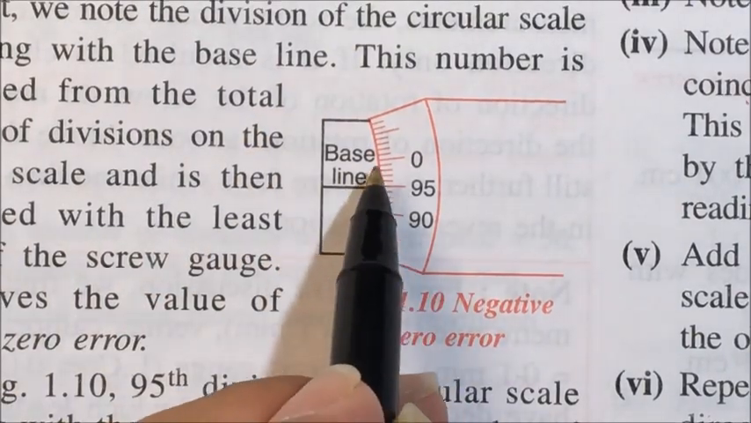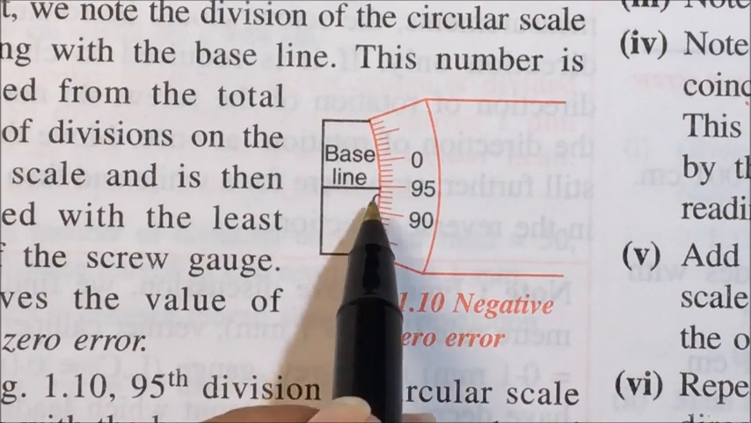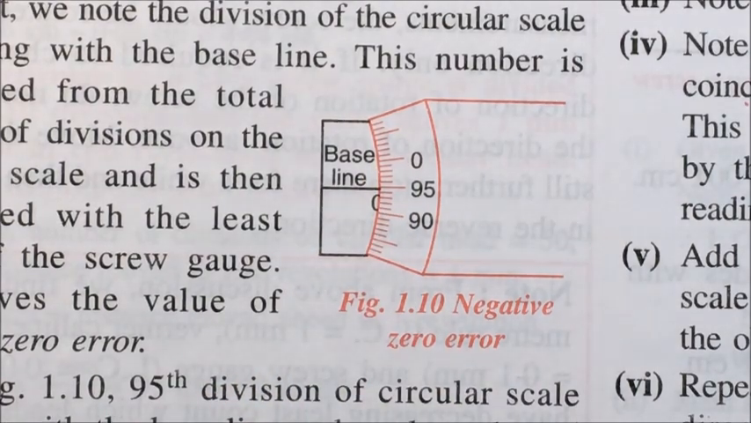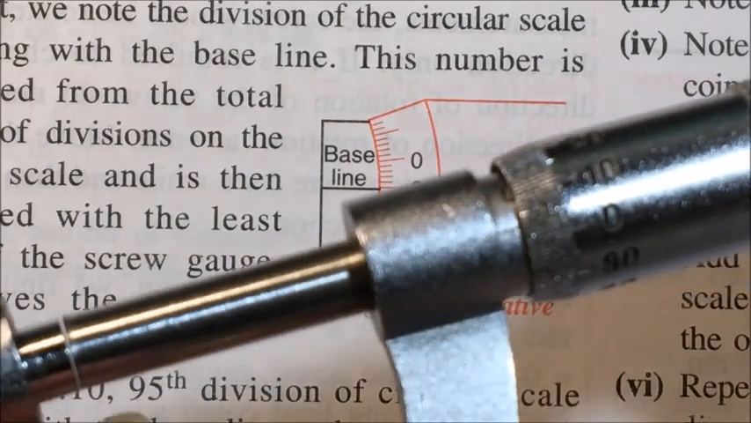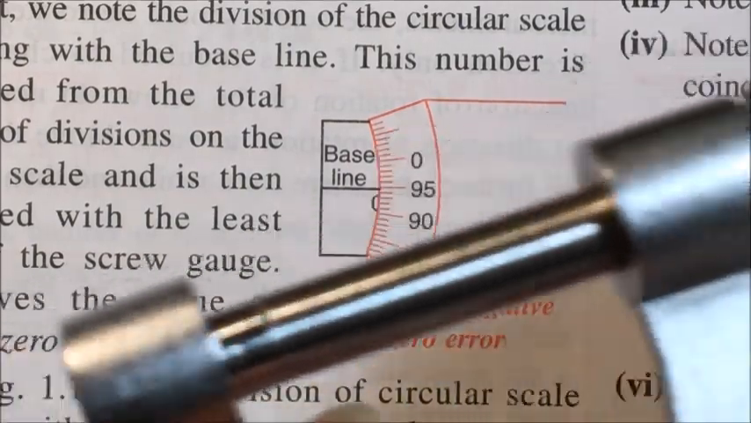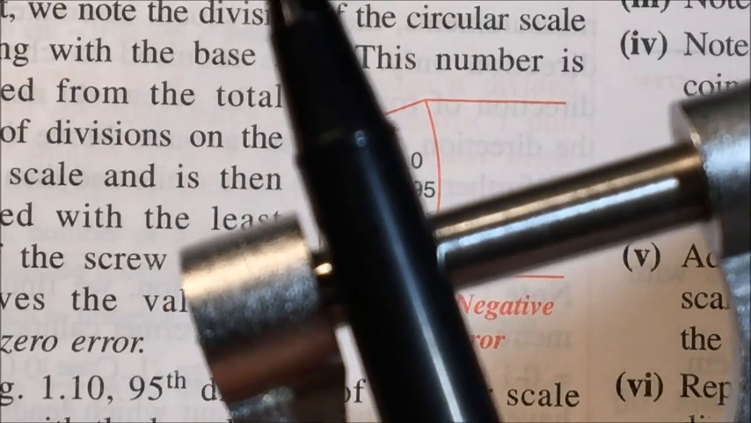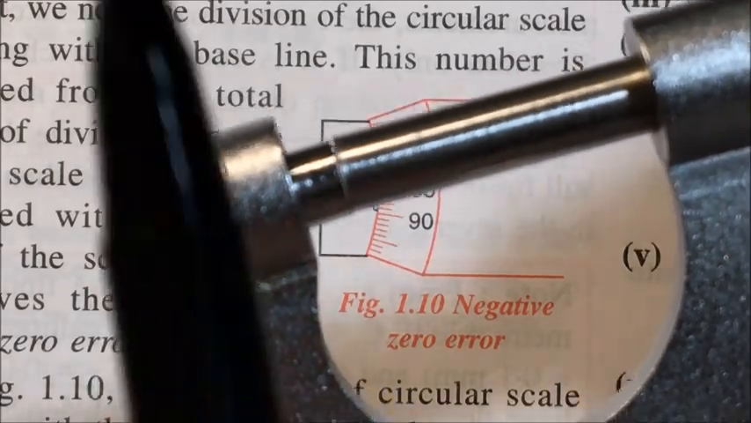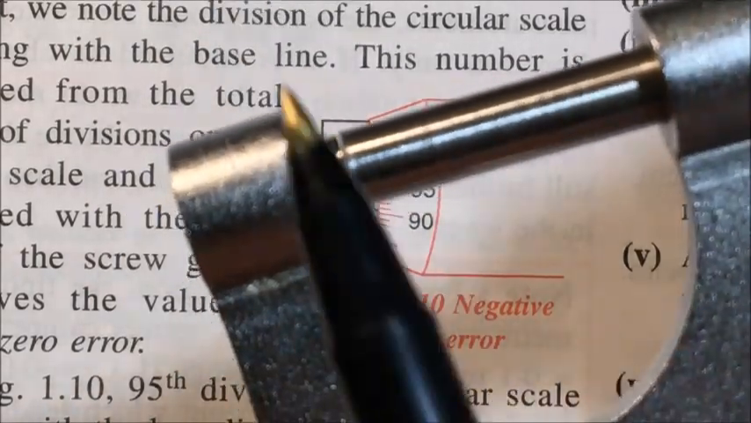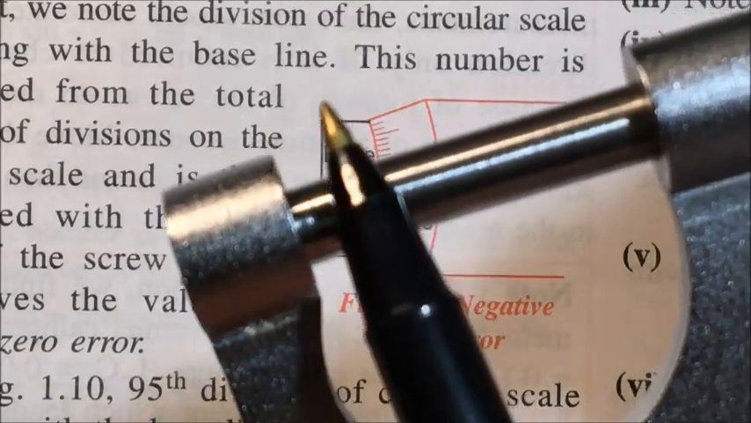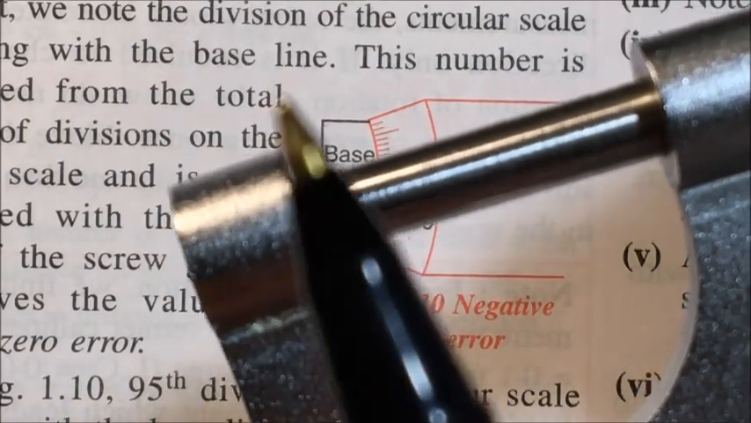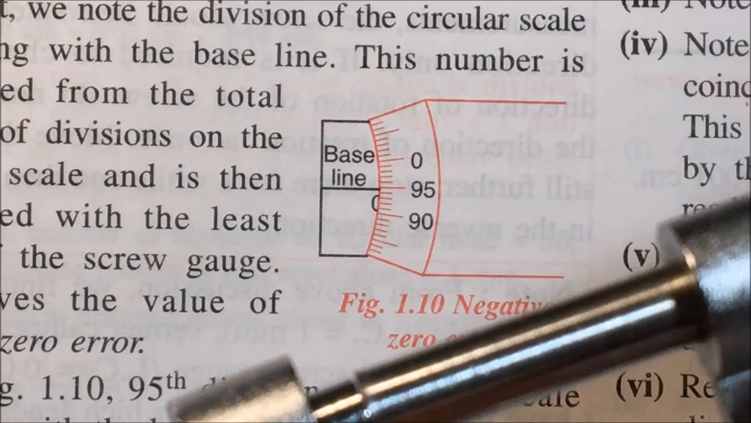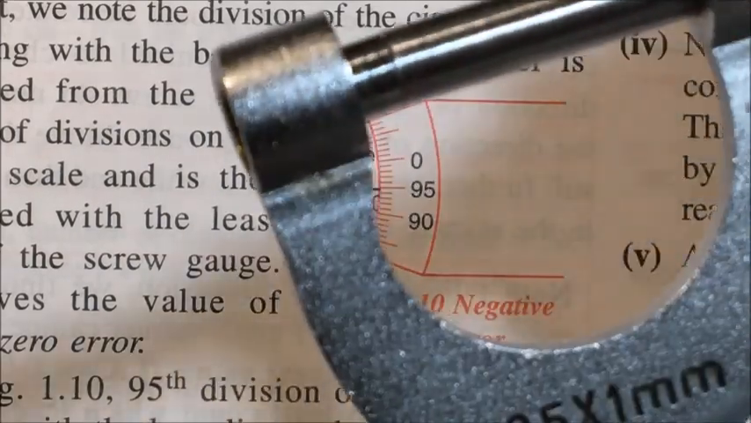Here as well you can see the 0 on the circular scale is above the baseline, so the instrument is showing reading in negative. That is, whatever measurement we make will always be less than the true measurement of the object. Therefore, we have to add this reading to get the true reading.